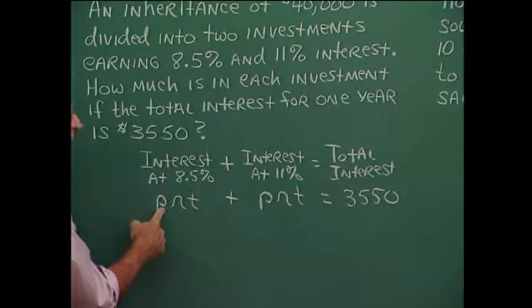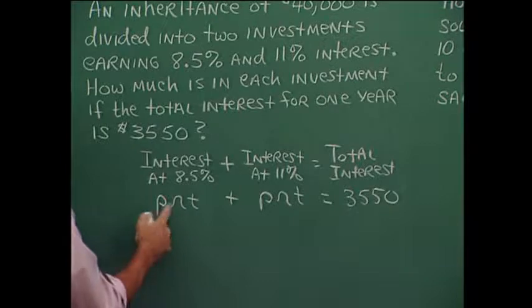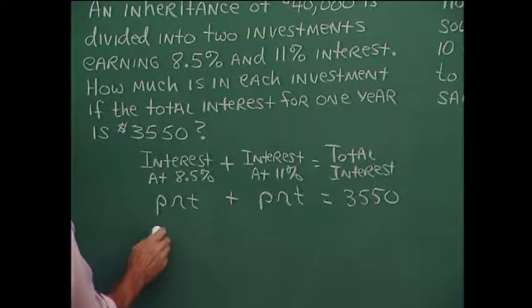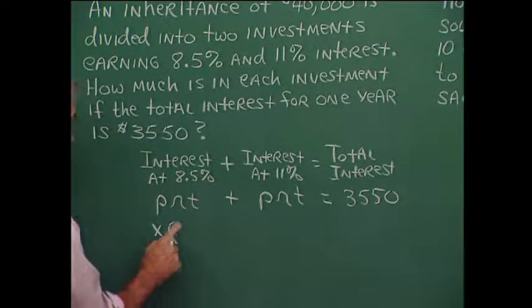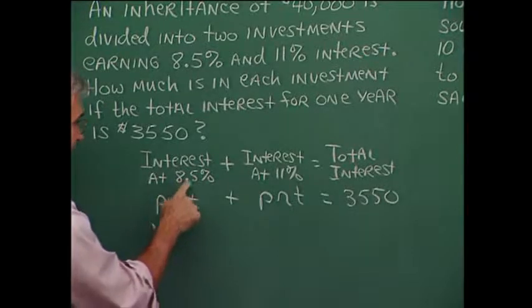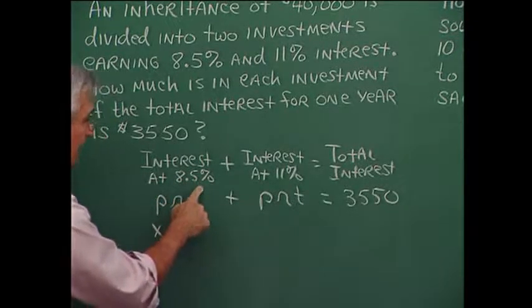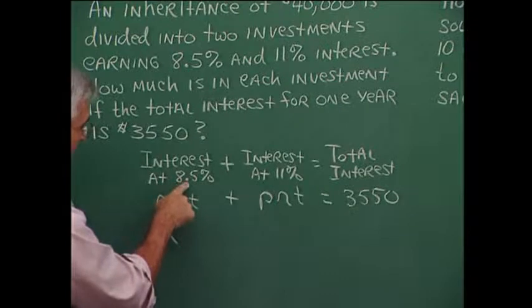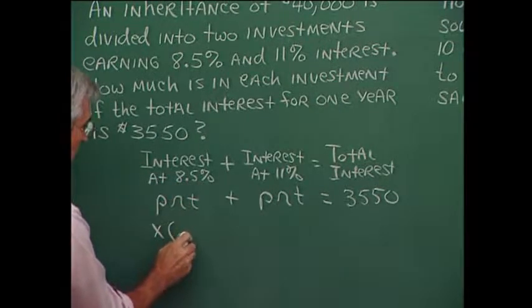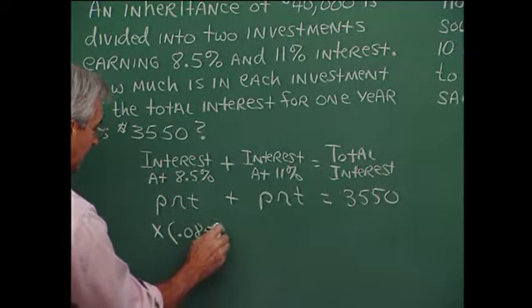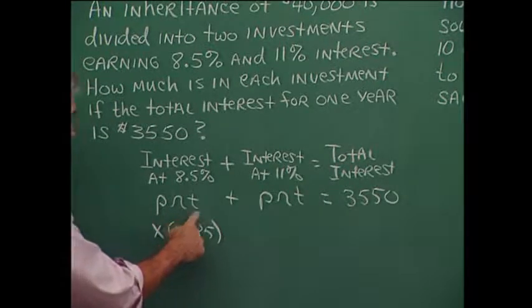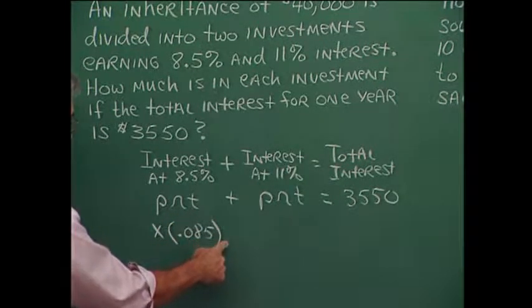So we're going to need a label for this. Well, let's call this P, let's just call it X. And the rate is given here as 8.5%. When we change it to decimal form, this decimal slides 2 places over, so it's 0.085. The time is 1 year, so we really don't need to add a 1 as a factor out here.